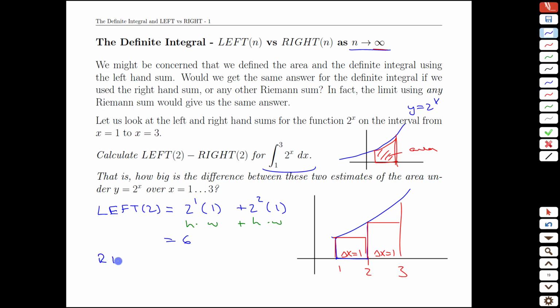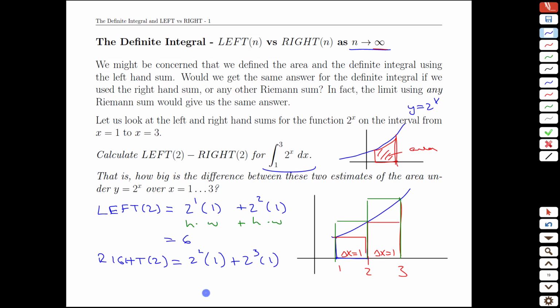We can contrast that with the right-hand estimate with two intervals. On the first interval, we go to x equals 2 and build our rectangle, and it's going to be 2 to the 2 high, but still 1 wide. That's the width down here. On the second interval, we're at x equals 3, and the height is 2 to the 3, and again a width of 1. So height times width again: 4 and 8 is 12.